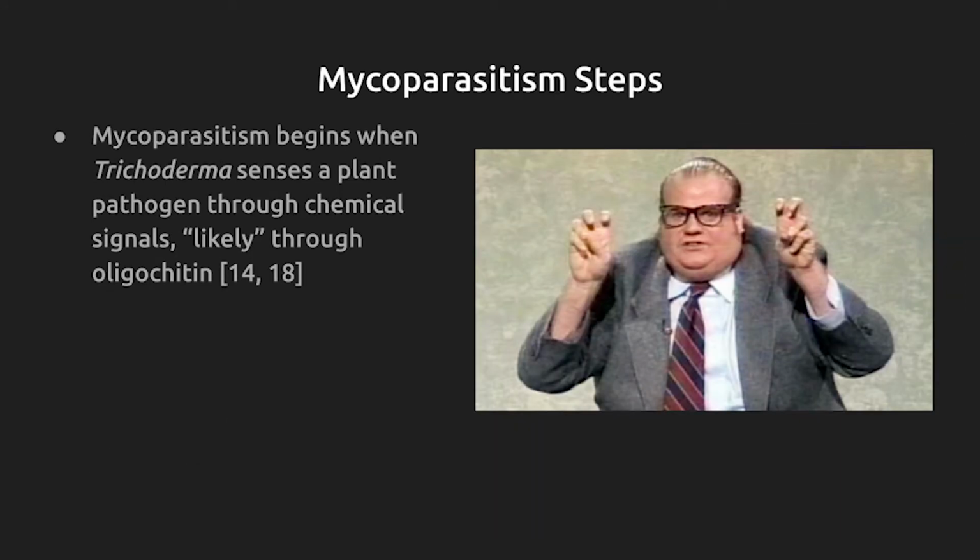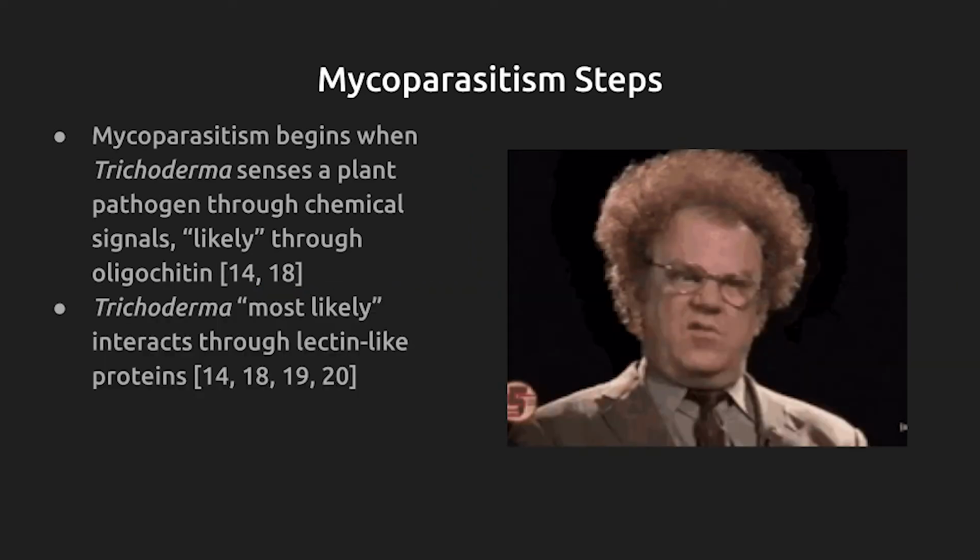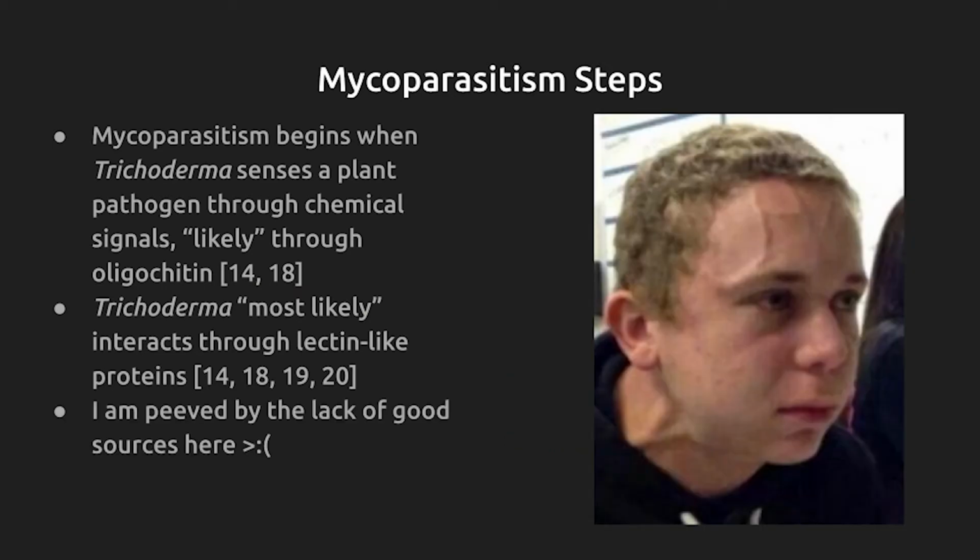Mycoparasitism apparently starts when Trichoderma senses plant pathogens through chemical signals, likely through signals like oligochitin. Trichoderma interacts with the target, most likely through lectin-like proteins or something similar. You don't need to know that, and frankly, the lack of good sources for the initial phase of mycoparasitism is shocking, though I guess it shouldn't be for one of the most studied groups of fungi.